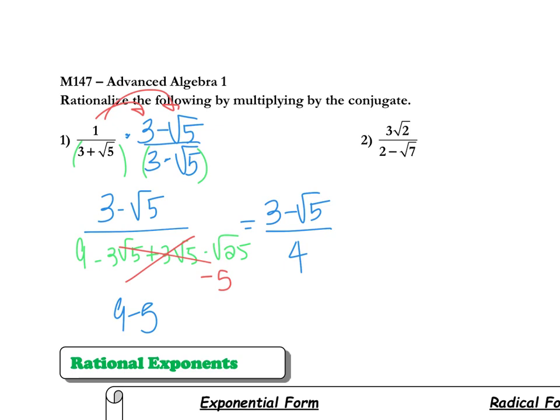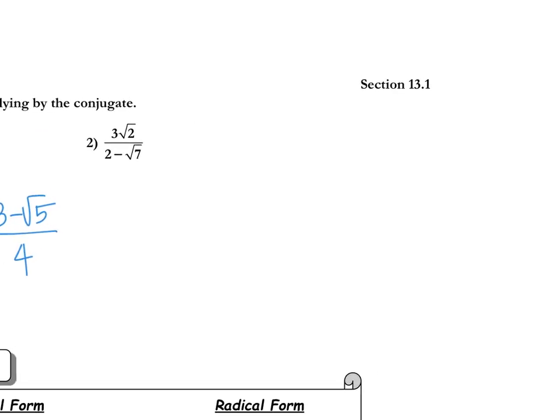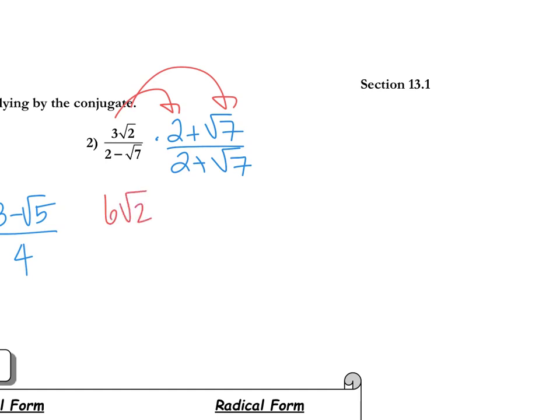Okay. All right, let's do one more of those. So we have addition in the denominator, so I need to multiply by the conjugate. So I'm going to multiply by 2 plus root 7. Okay. So on the top, I need to distribute this through to everything. Remember, multiply outside times outside, inside times inside. So 6 root 2 plus 3 root 14.